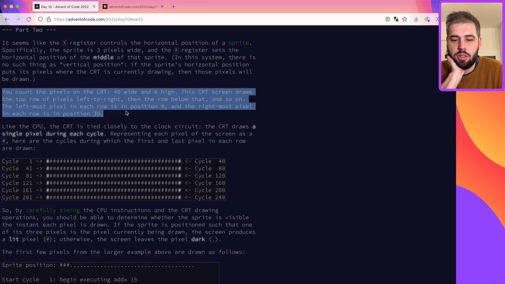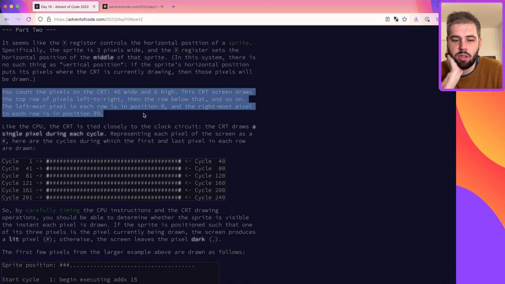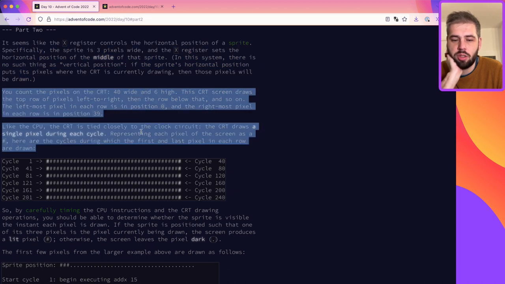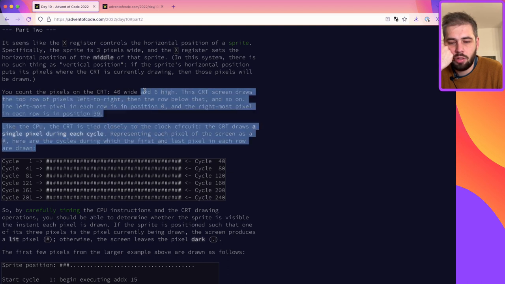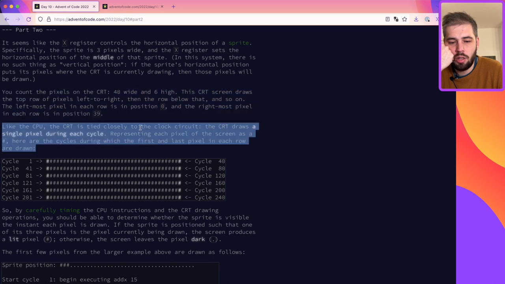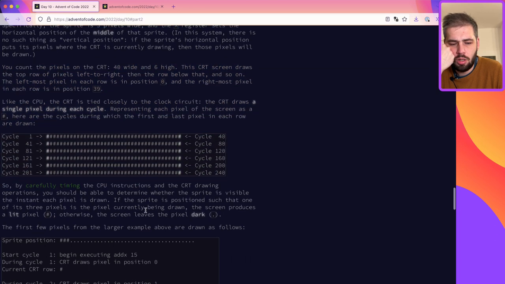You count the pixels on the CRT: 40 wide and 6 high. This CRT screen draws the top row of pixels left to right, then the row below that, and so on. The leftmost pixel in each row is in position 0, and the rightmost pixel in each row is position 39. Like the CPU, the CRT is tied closer to the clock circuit. The CRT draws a single pixel during each cycle, presenting each pixel of the screen as a cycle, okay, whatever.